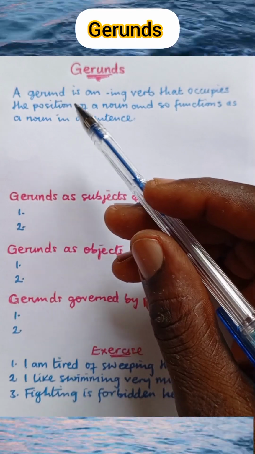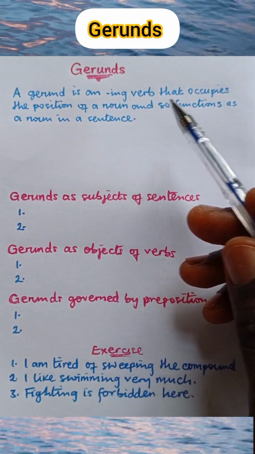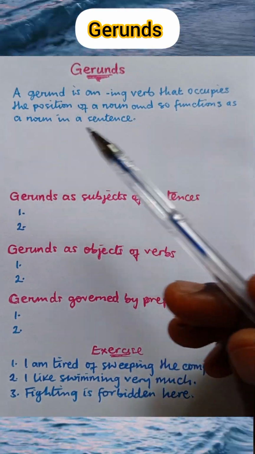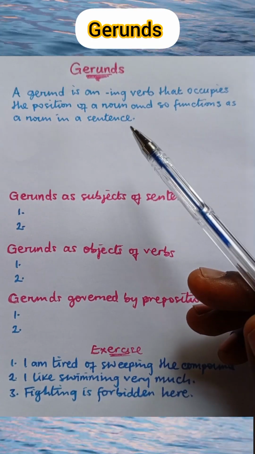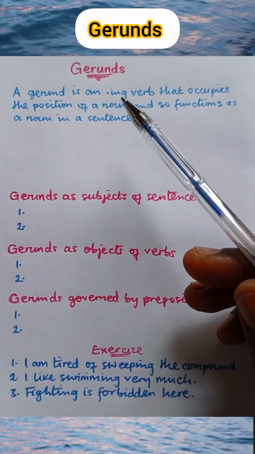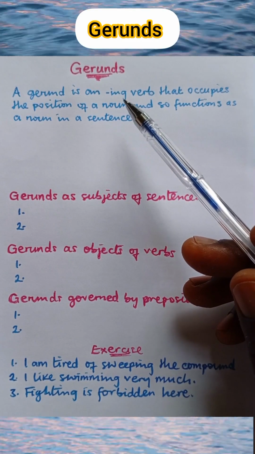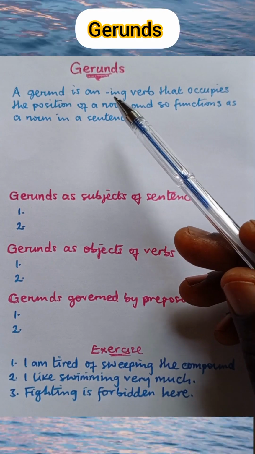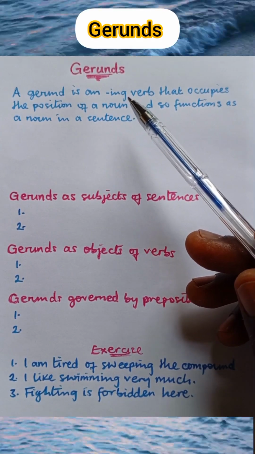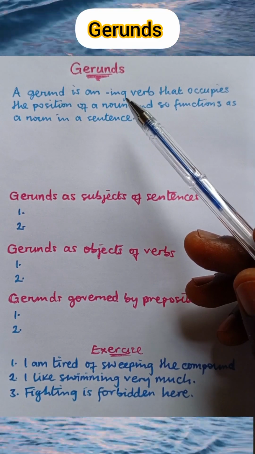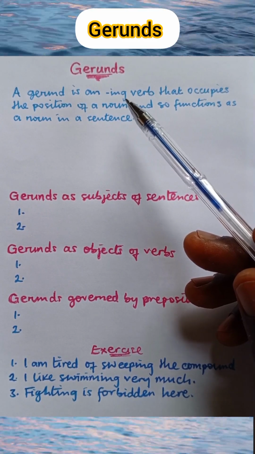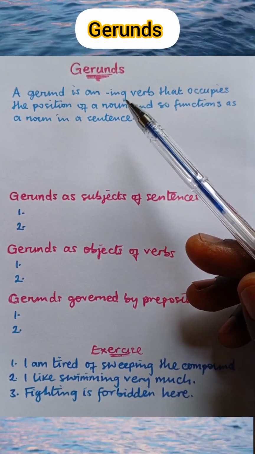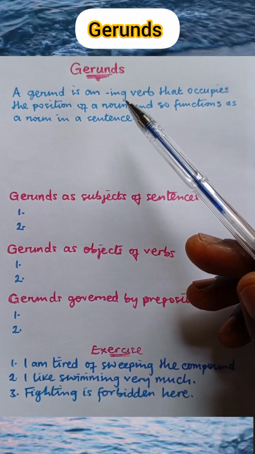A gerund is an ing verb that occupies the position of a noun and so functions as a noun in a sentence. Now let me explain. Now we are familiar with words that end in ing. They are known as the continuous tense verbs. Now these continuous tense verbs could occupy the positions of nouns in sentences and so function as nouns in those sentences. When an ing verb functions as a noun in a sentence, such an ing verb is called a gerund.